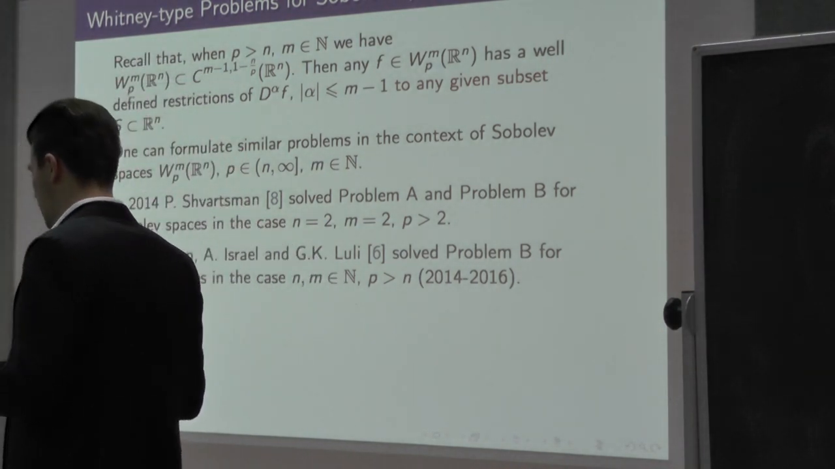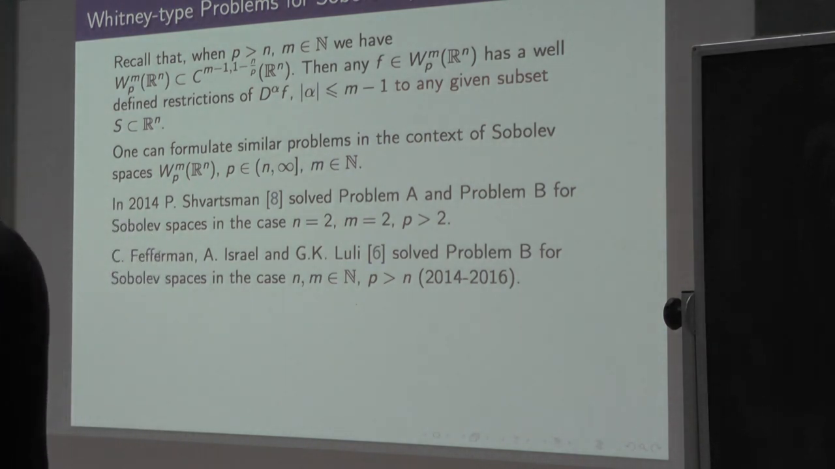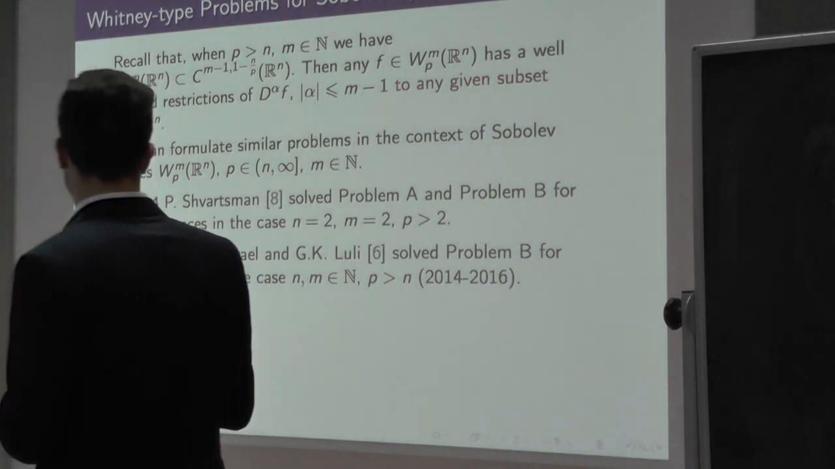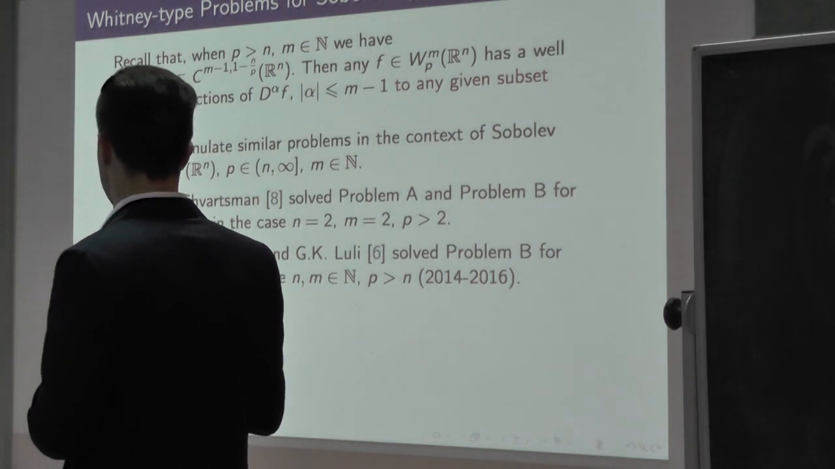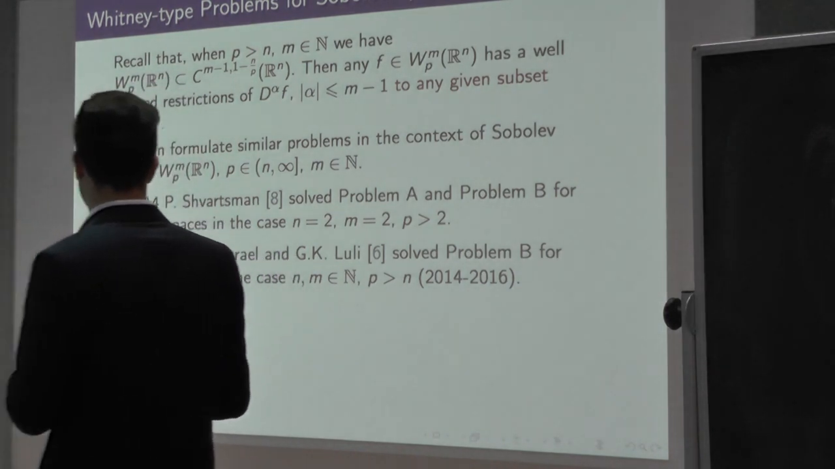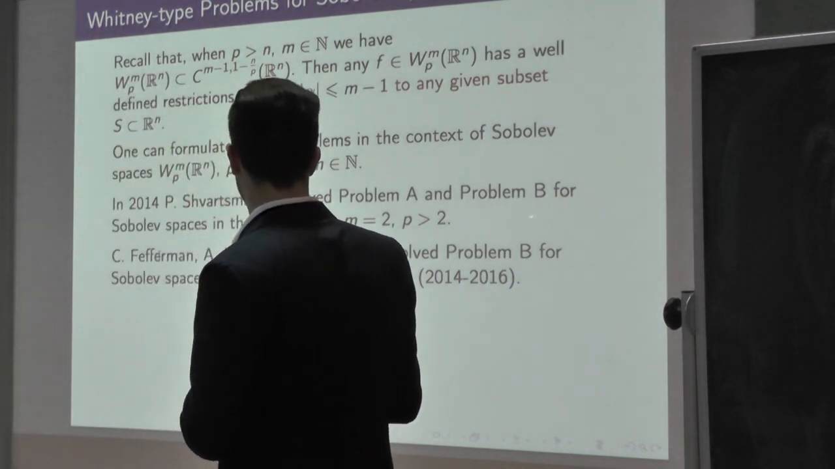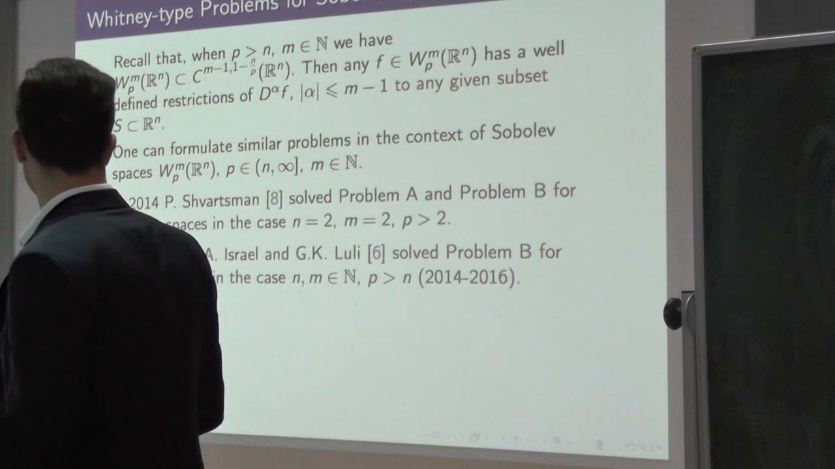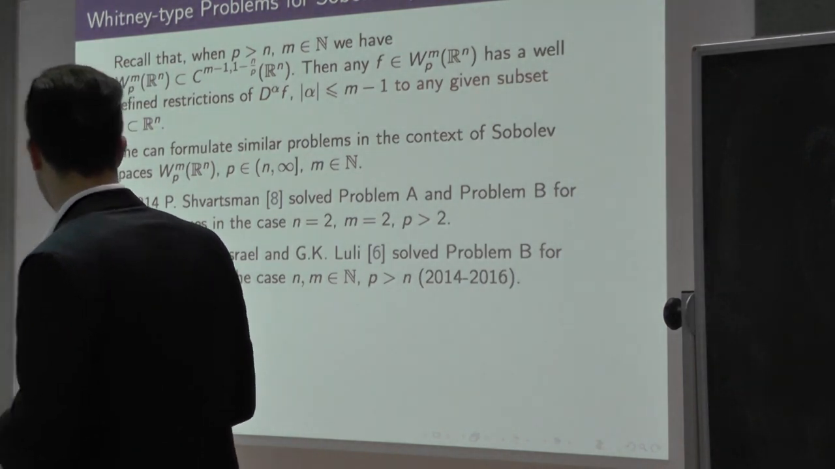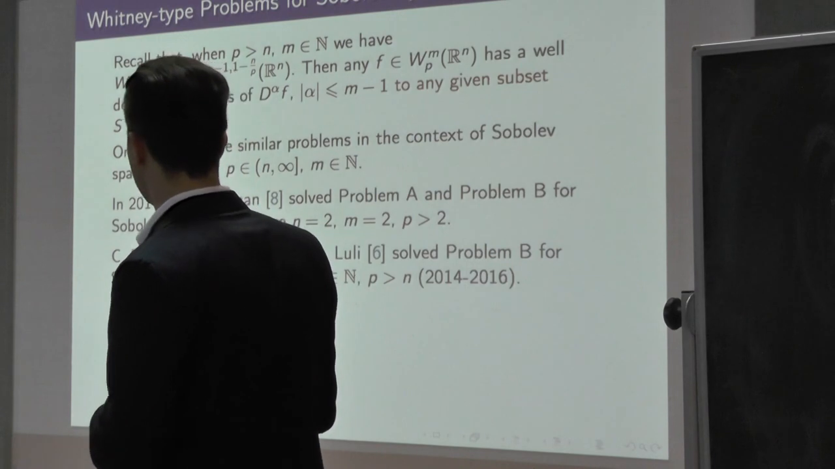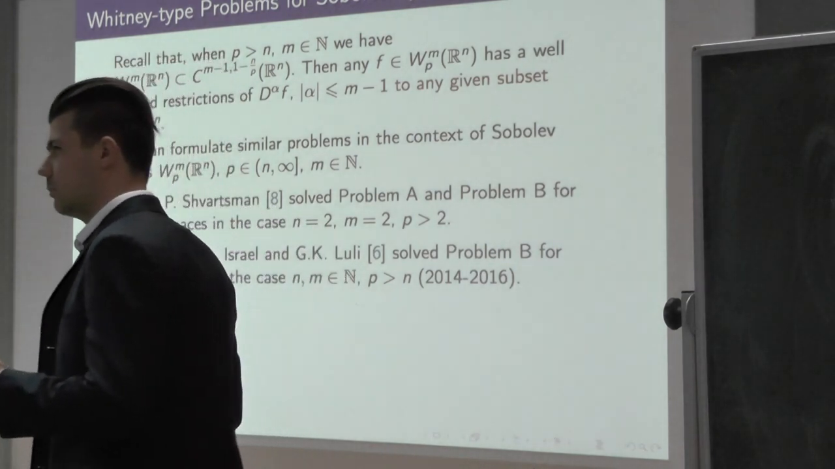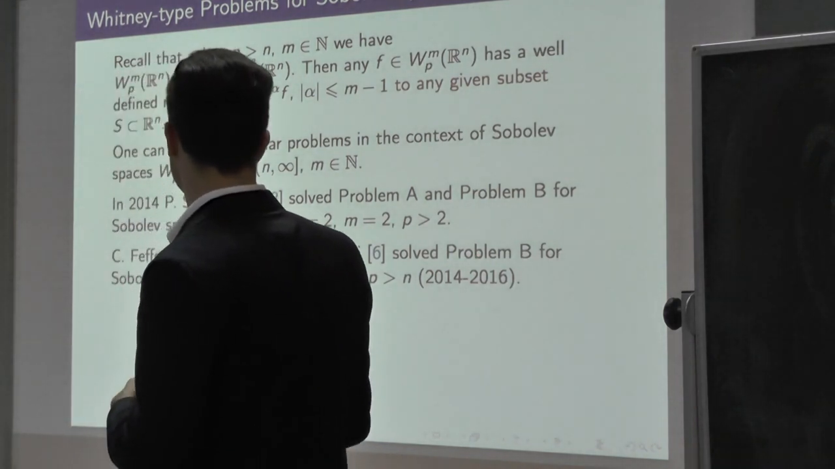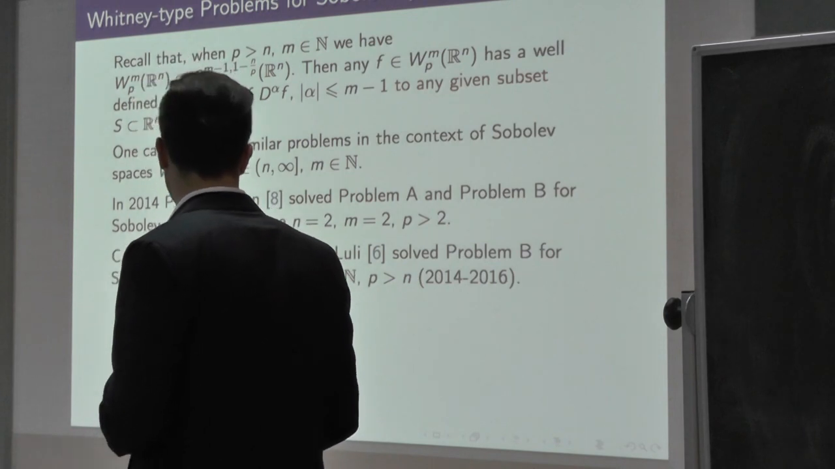So we can take the trace of a given function f to an arbitrary subset S. But it's true only if p is bigger than 1. And in 2014, Shvartsman solved problem A and problem B for Sobolev spaces, but only in the case n equal 2, m equal 2, and p bigger than 2. And after that, Fefferman and his PhD students and postdocs solved problem B for the Sobolev space in the case n, m natural and p bigger than n.